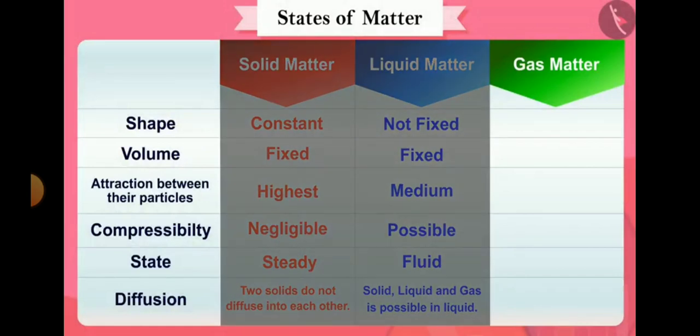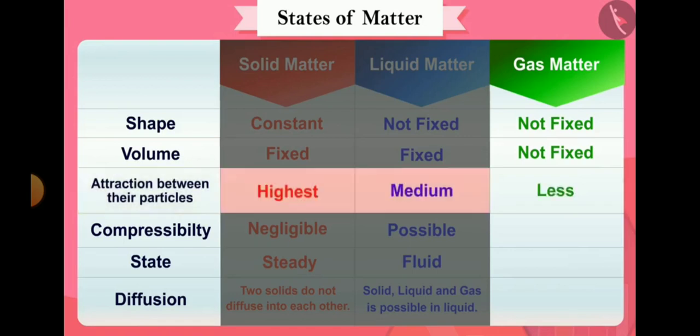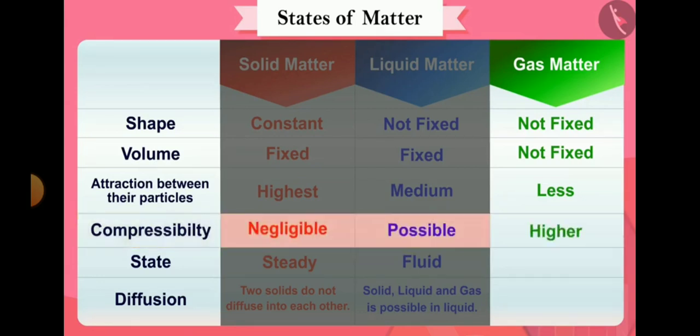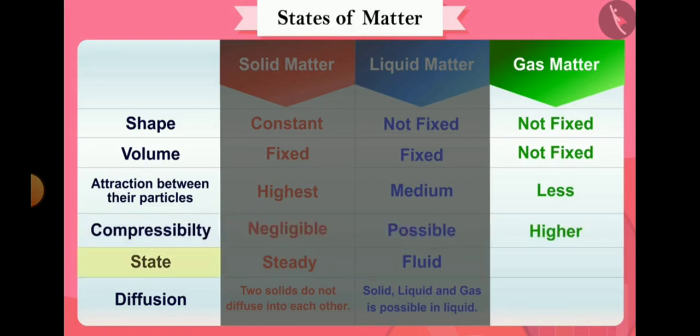So friends, as we have seen that the shape and volume of gaseous matter are not fixed, the attraction between particles of gaseous matter is less than that of solid and liquid, as particles of gaseous matter have more space. Therefore, the compressibility of gaseous matter is much higher than that of solids and liquids. Even in the gaseous state, the substance is not rigid, but a fluid, and diffusion of gases into other gases is very intense.